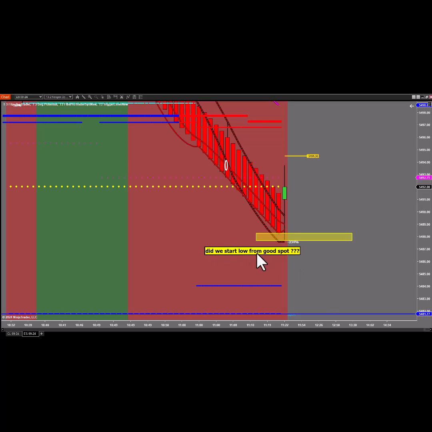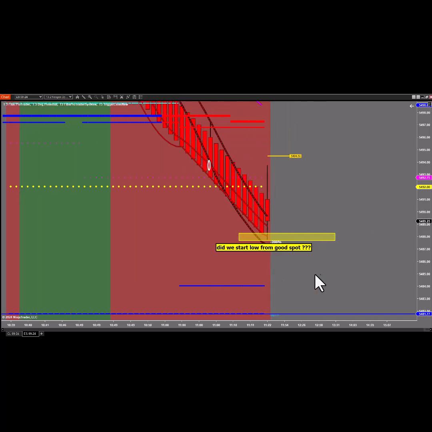Do you see what I'm saying about this? Did we start this low from a really good spot? If the answer is no, then you can't cheat on the little chart. You have to wait for the little chart to roll back to the sell side. Yeah, but that's on the small chart. The big chart drives the bus.